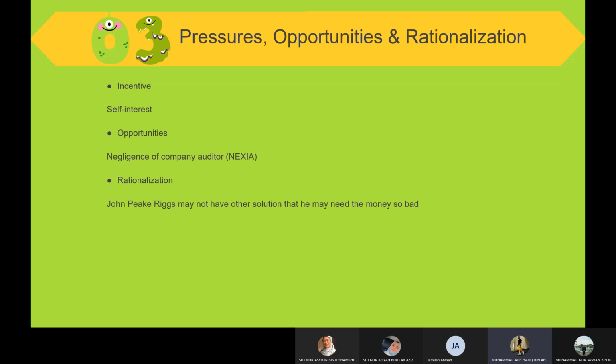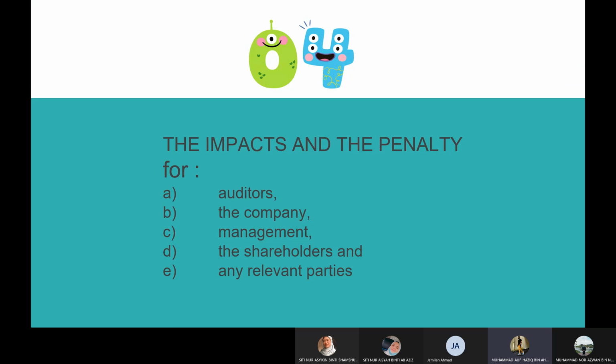And lastly, the rationalization. I can assume that Rins may not have had any other option or solution, and that he may have needed the money badly, because we know that Rins has run away from the country, and there is no money to be compensated from him. Next, I will pass to the impact and the penalty.